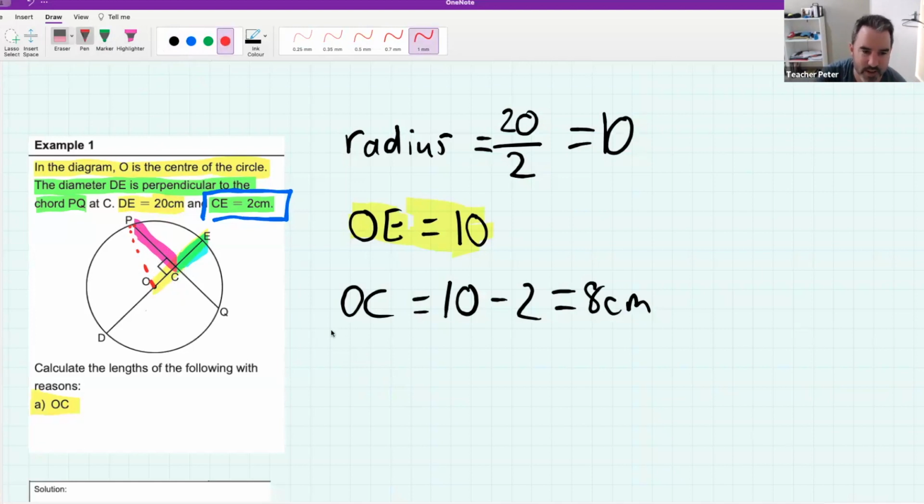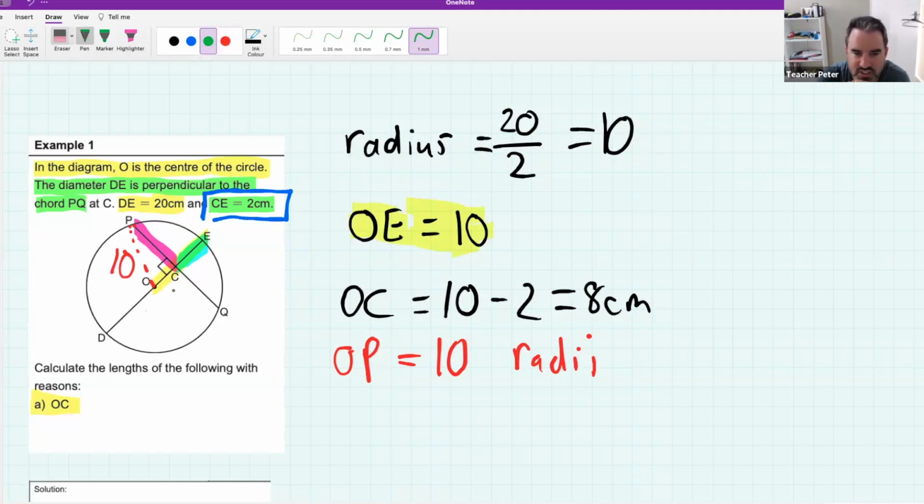Callan has smashed it. Callan, why is OP equal to 10? How did you know that? Yes, it's radii. Okay, now, we know this is 10. We know that even though this looks dodgy, OC is 8.